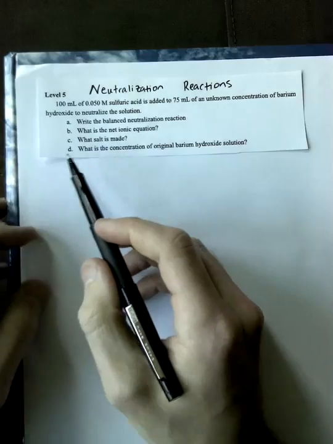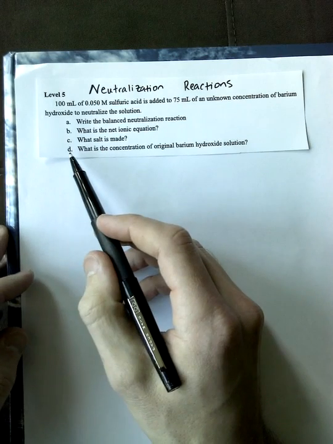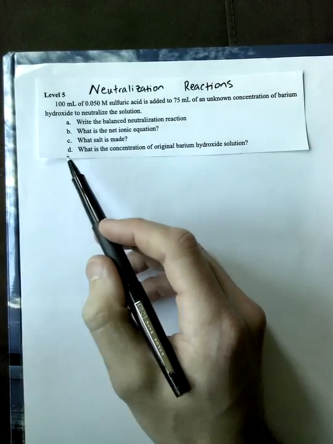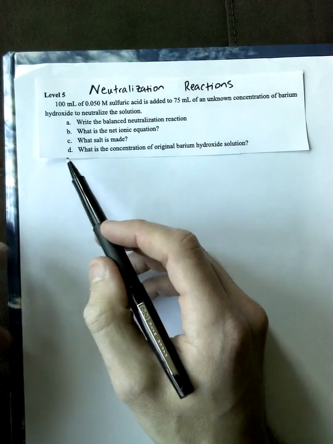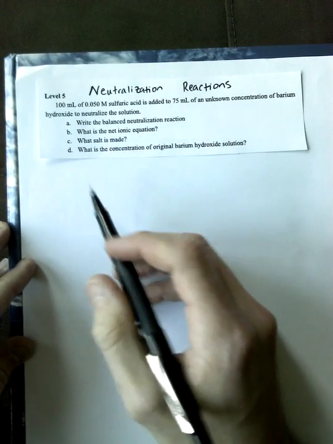Hey guys, wanted to give you a quick video on neutralization reactions, stuff we talked about last week for acids and bases. This is the level 5 problem from our challenge last week, and I just wanted to go over it because I know a lot of people didn't get to level 5, and then there was some confusion mostly about part D. I think once I do it here, you're going to be like, oh yeah, I remember doing that for our titration. So here we go.